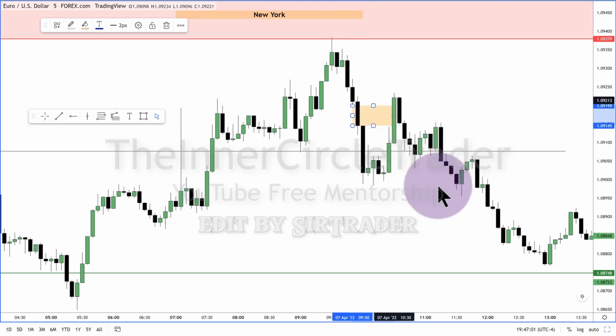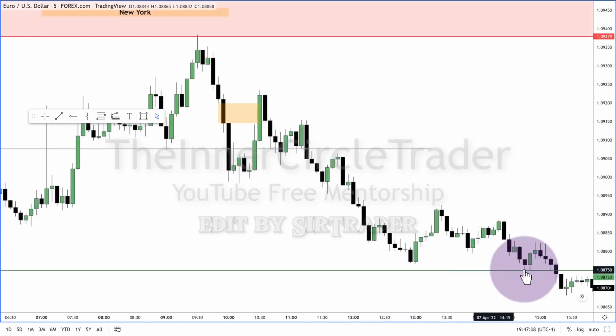And then the market obviously starts to break lower and then trades to it here. So at 245, it fills it, and that's the end of that.